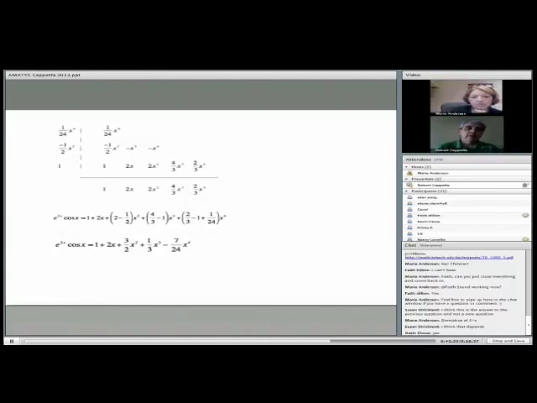I use a multiplication box, not unlike the way they're teaching kids how to do multiplication today. So we're multiplying one of those this way, the other one this way. 1 times 1 is 1. 1 times negative a half x squared, negative a half x squared. 1 times 24th x to the 4th, 24th x to the 4th. 2x times 1 is 2x. 2x times negative a half x squared, negative a half x cubed, etc.